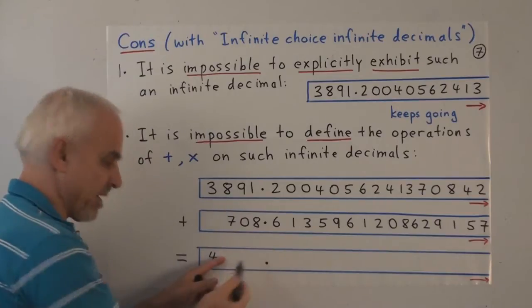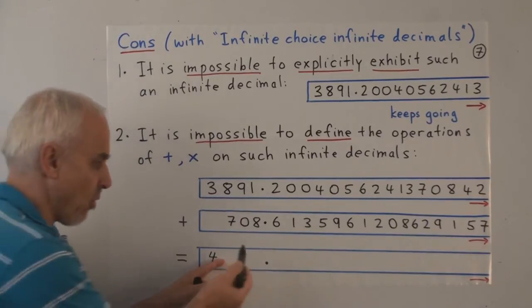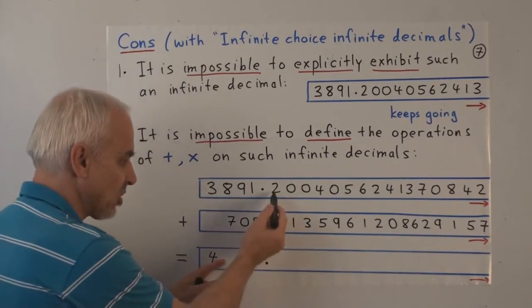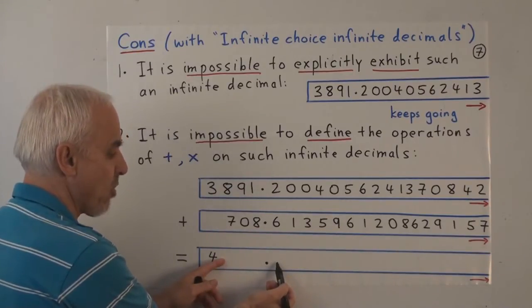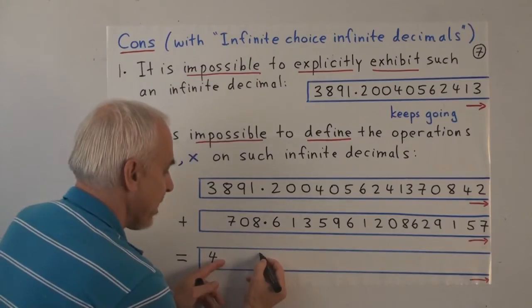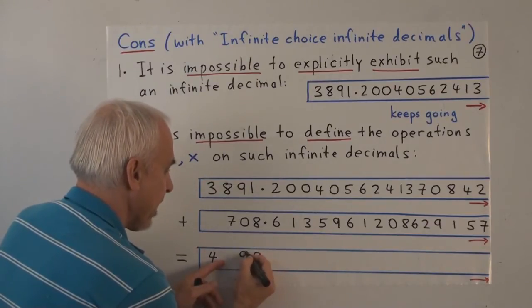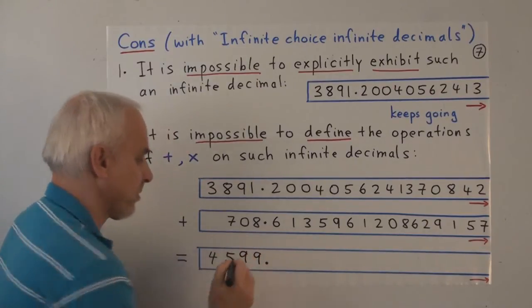The next digit is also a 9. So I need to go one more to see what happens. The next digit is an 8. That 8 there means that there's going to be no carry to that 9. That really will be a 9. That really will be a 9. And that really will be a 5.